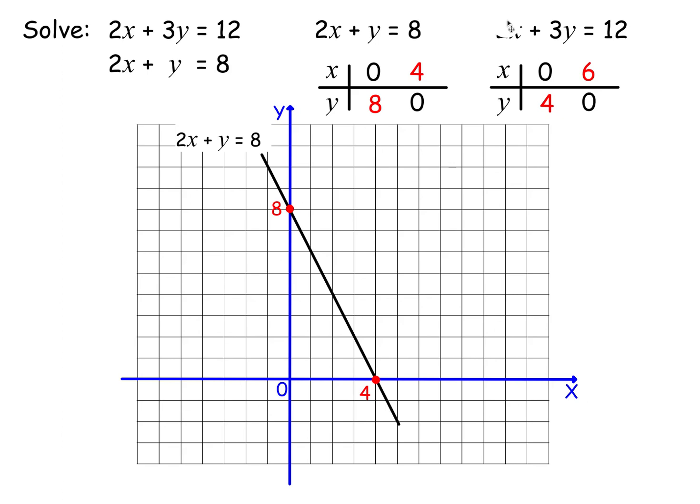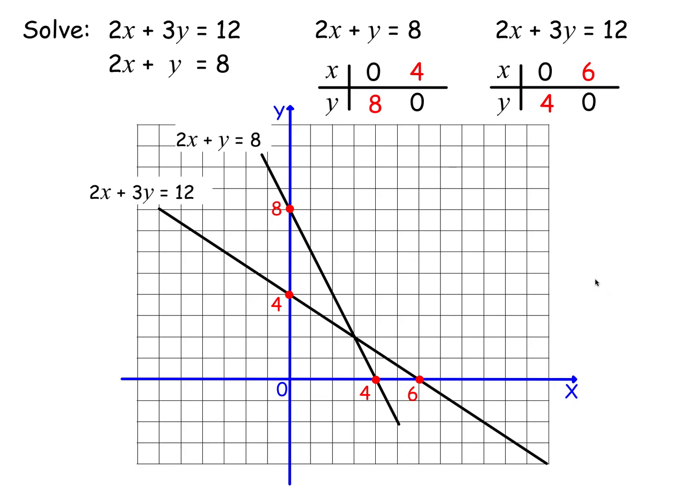So there it is, x is 0, y is 4, because 3y is 12 there. y is 0, 2x is 12, so x is 6. And now you've got to be careful to plot these the correct way around. It's (0, 4). So there's (0, 4). And it's (6, 0). There's (6, 0). That line is the line 2x plus 3y equals 12.